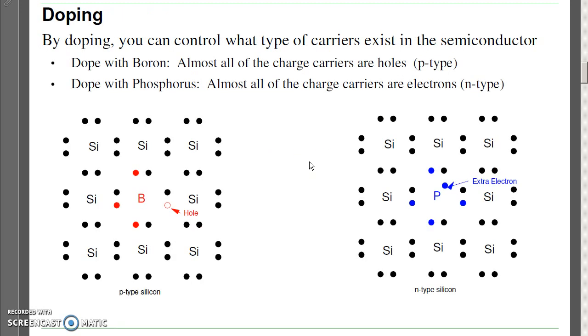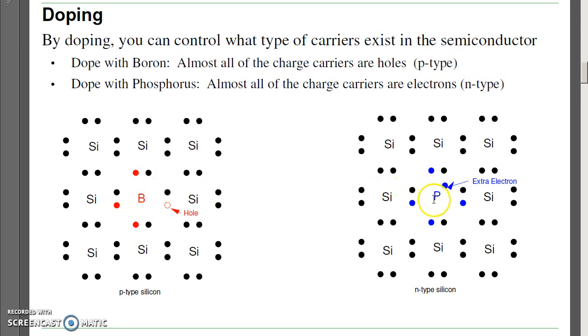Now, when I dope a semiconductor, I can control how many holes and how many electrons are in it. If I dope the silicon with boron, boron is in column 3 of the periodic chart. It only has 3 electrons in its outer shell. That 4th covalent bond doesn't have an electron. That creates a hole. When you dope silicon with boron, you wind up with primarily holes as the charge carriers.